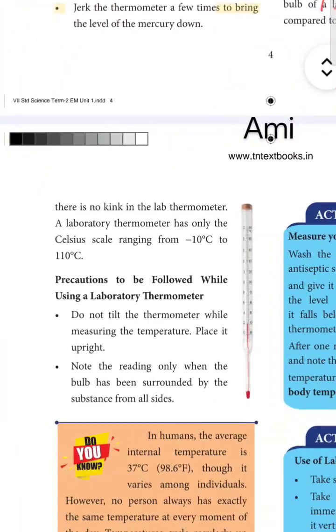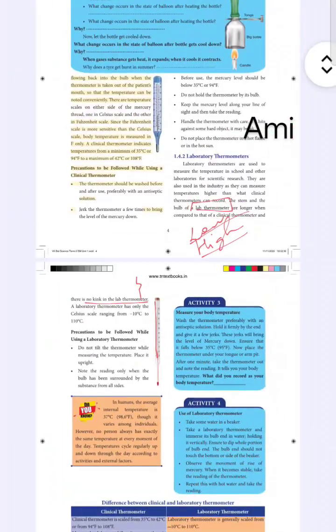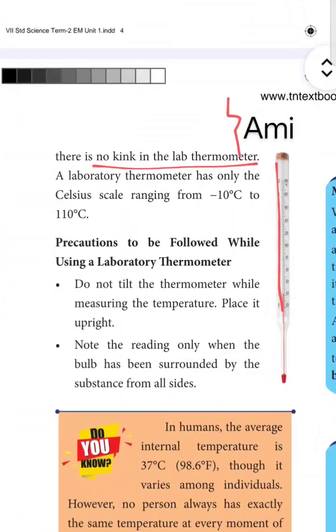There is no kink in the lab thermometer. A kink is a kind of structure present in the thermometer, which is observed in the clinical thermometer. So the kink is lacking in the laboratory thermometer.